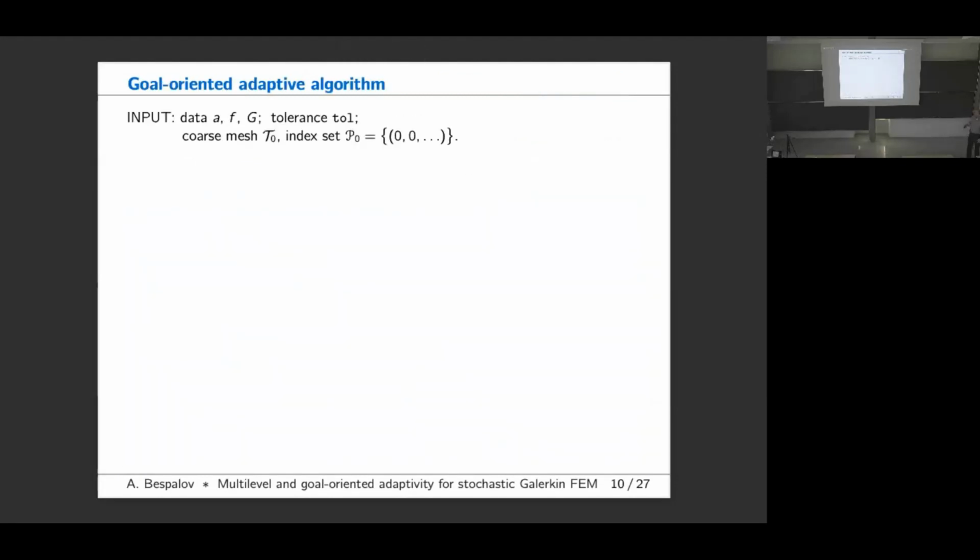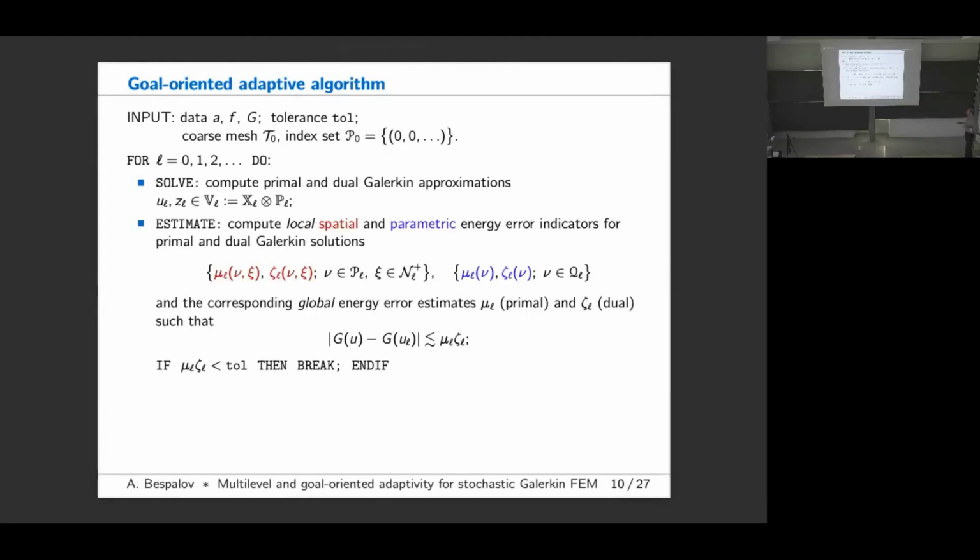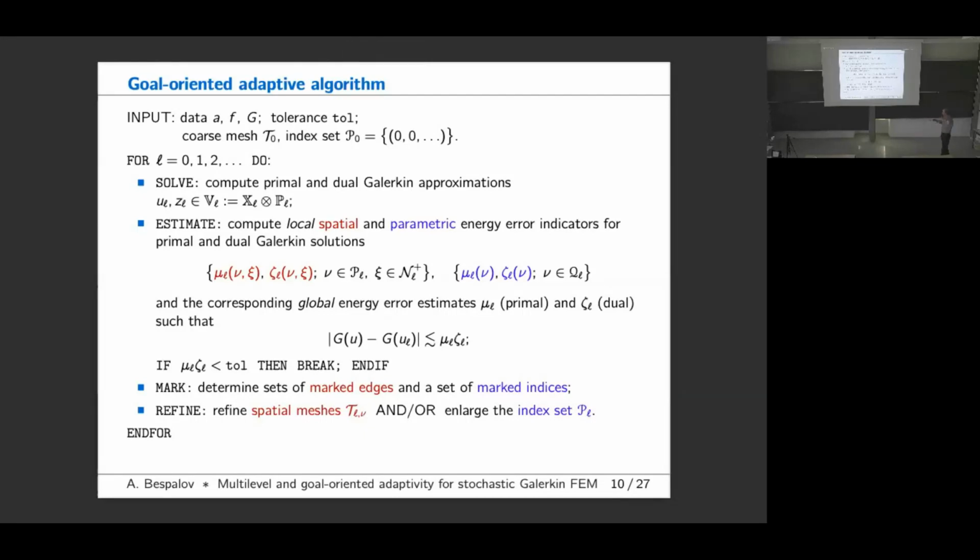Right. Then we have all of the ingredients to set up a goal-oriented adaptive algorithm that consists of the solve step, where you compute primal and dual solutions. You compute all local spatial and parametric error indicators for the primal problem and for the dual problem. You estimate the upper bound for the quantity of interest error. If it's smaller than the tolerance, you are done. Otherwise, you mark some edges, some vertices, some of these red dots, you mark some indices, you refine, and then you repeat the process until the tolerance is reached.